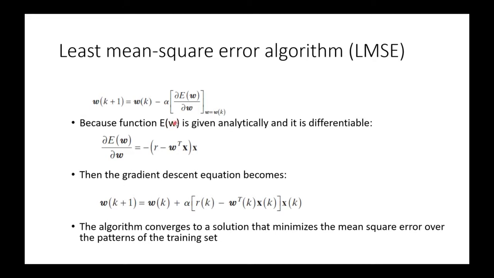And because this function of the least mean square error is given analytically, it's differentiable, and I have an expression for it. And the equation for the gradient descent becomes this. So that's the update equation for the weights in the neural network. And the algorithm converges to a solution that minimizes the mean square error of the patterns of the training set.